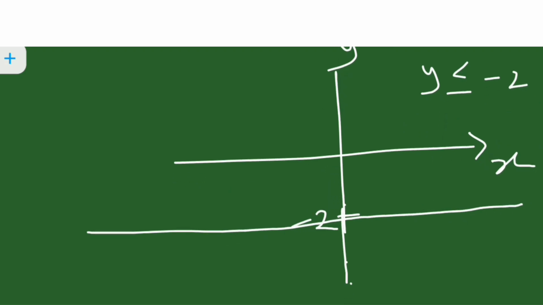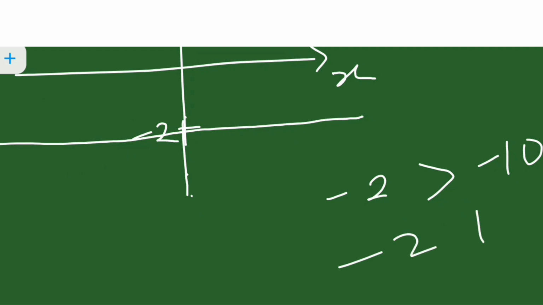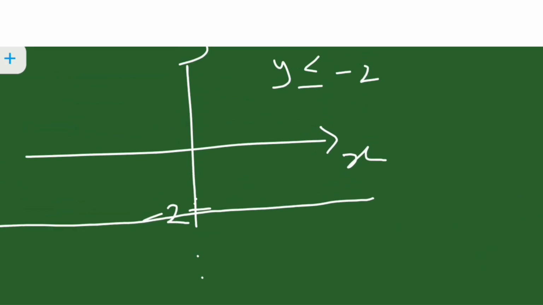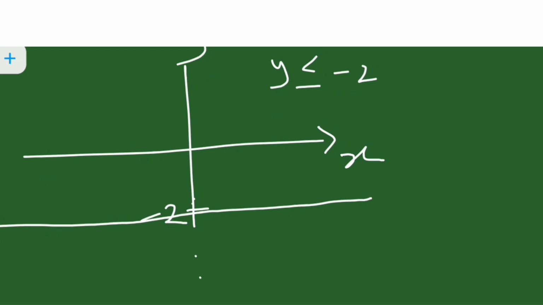So the first number that is less than minus 2 is minus 3. Take note of the fact that minus 2 is bigger than minus 10. Even between minus 2 and minus 1000, minus 2 is the bigger one. So take note of that. Don't let it confuse you. The first number that is smaller than minus 2 is minus 3, while the next one that is bigger than minus 2 is minus 1. So don't make that mistake.